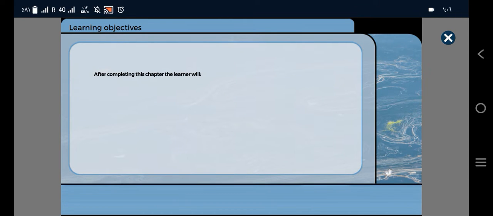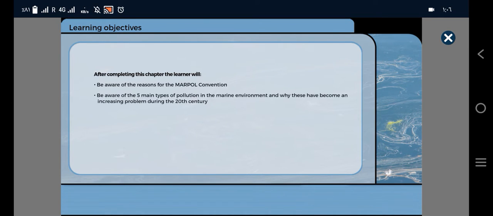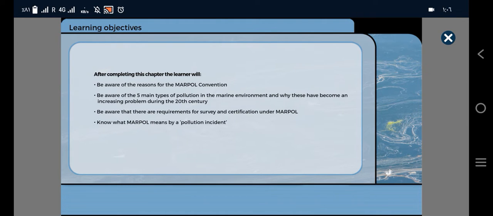After completing this chapter, the learner will be aware of the reasons for the MARPOL Convention, be aware of the 5 main types of pollution in the marine environment and why these have become an increasing problem during the 20th century, be aware that there are requirements for survey and certification under MARPOL, know what MARPOL means by a pollution incident, and be aware of the requirements to report pollution incidents.